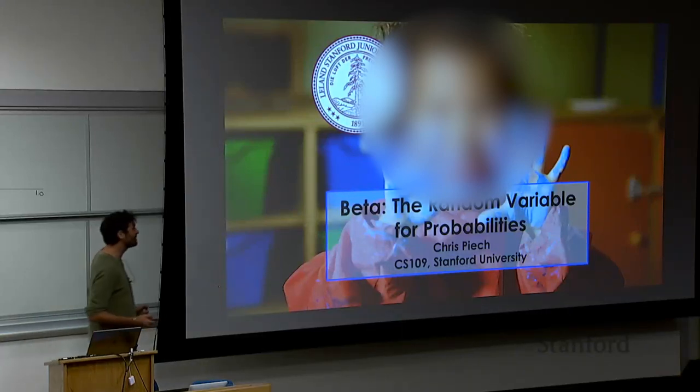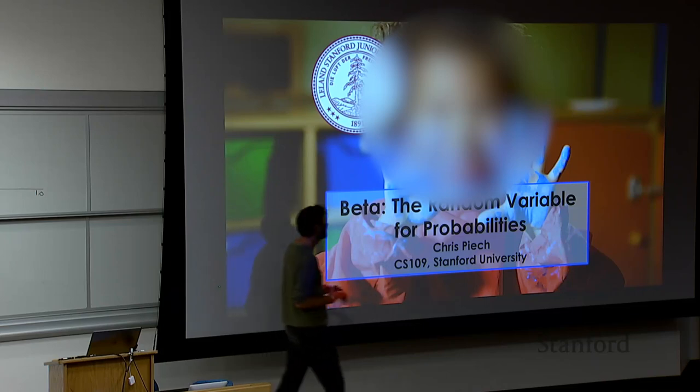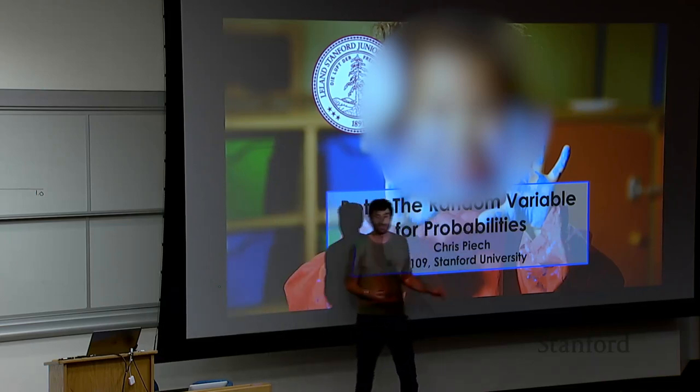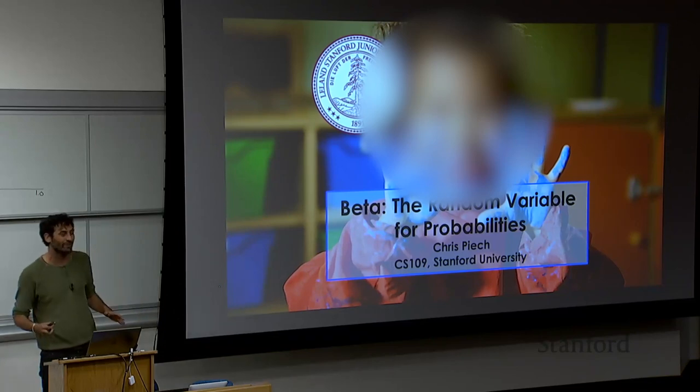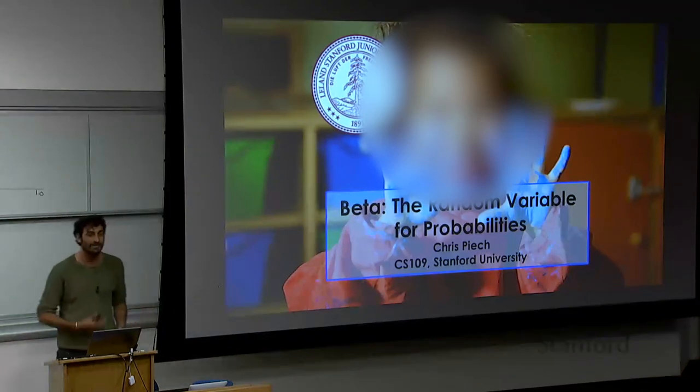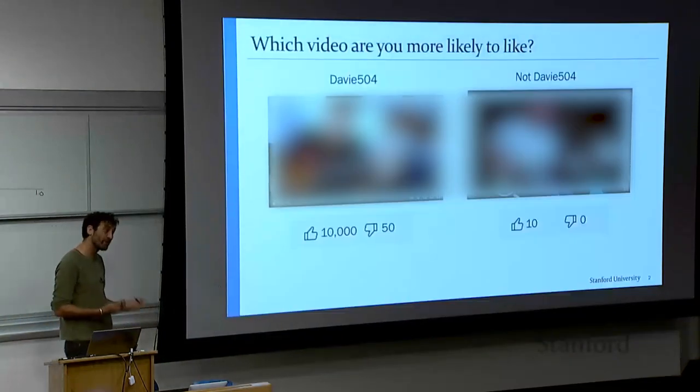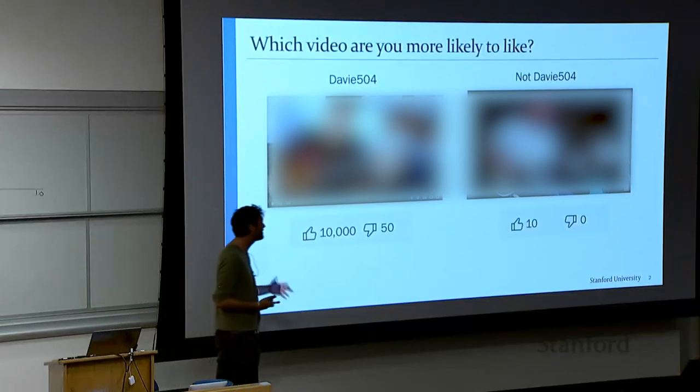We are going to be doing the most beautiful meta thing. We're going to be thinking about the random variable of probabilities, and there probably couldn't be a more CS109 topic. It's so deep, and it's so profound. And it solves real life problems. You probably have this intuition.